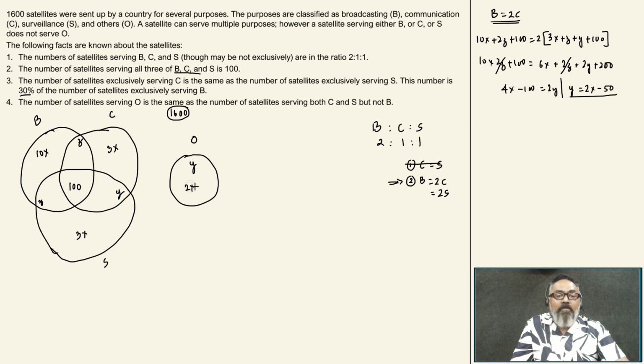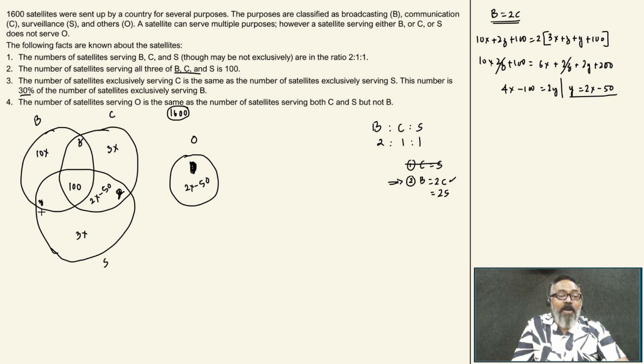This will be 2x minus 50. So we don't require y anymore. Y is gone. Thank you so much. Great. This is done. The second relation is done. Now we have total is 1600. Add all this up.